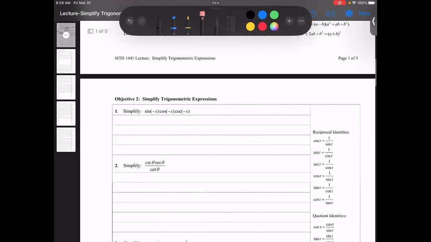All right. Let's simplify some trigonometric functions. Again, there's no solving here. Please do not set it equal to 0. I know it's tempting, but don't do that.